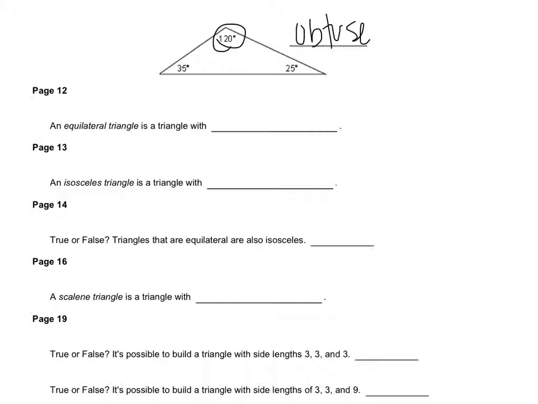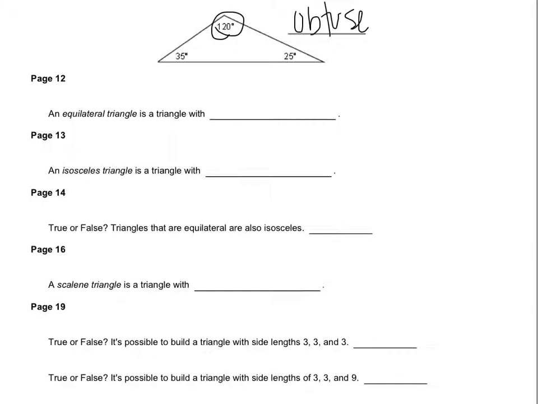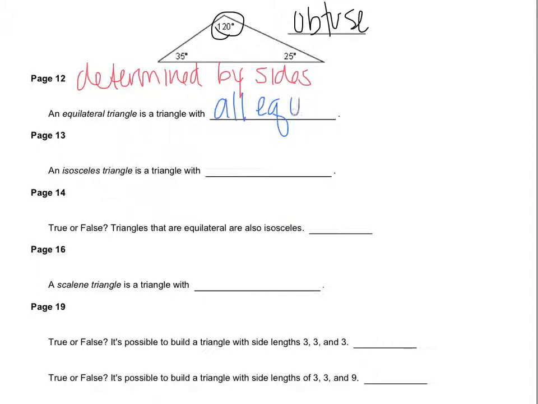The second way you can classify triangles is by side lengths. So these next three options we're going to learn about are determined by the sides. So an equilateral triangle is a triangle with all equal sides. So an equilateral triangle says every single side is exactly the same.